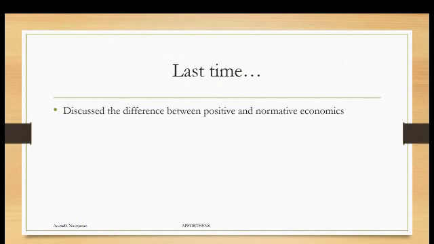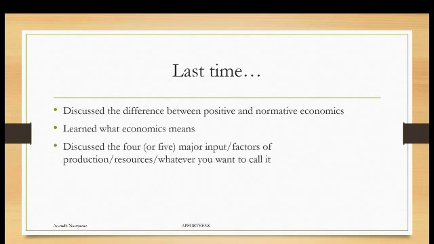We discussed the difference between positive and normative economics. We also learned what economics really is. We discussed the 4 or 5 major inputs of factors of production, resources, or whatever you want to call it. We discussed what they are and how they're important. If you did not watch the last video, or if you forgot this stuff, or something happened, aliens kidnapped you and you have amnesia, I advise clicking right there for that video as the arrow points.